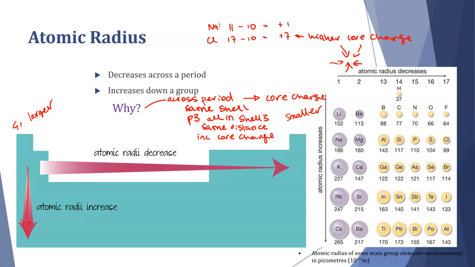When we look at the same group, however, these all now have the same core charge, but we're adding an extra shell. And by adding an extra shell, those electrons are more distant from the nucleus. We've added that layer onto the onion. So we've increased the size of the actual atom, as well as them not being able to be held as tightly to the nucleus due to that greater distance.